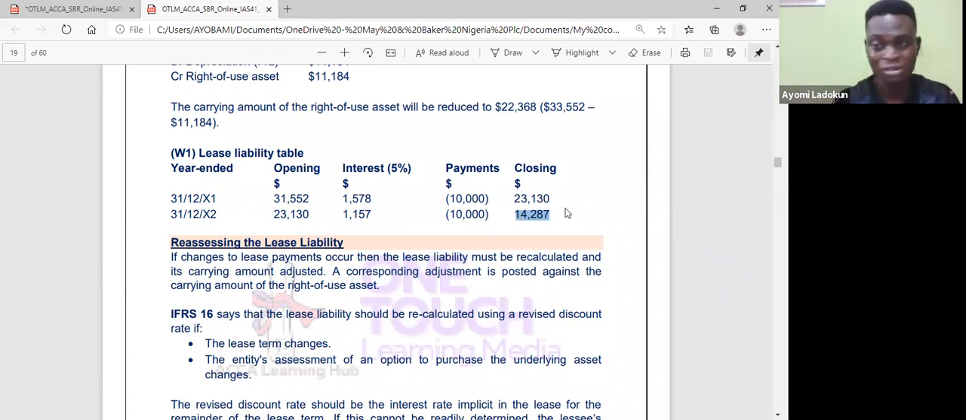Once you learn that, that's all. That is all. You can successfully compute leases accounting. It's as simple as that.